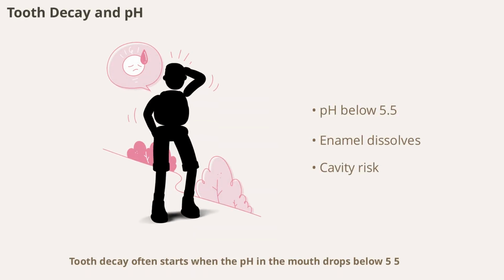Tooth decay often starts when the pH in the mouth drops below 5.5. At this acidic level, the enamel on teeth begins to dissolve, making them vulnerable to cavities. Sugary foods and drinks can lower mouth pH, so maintaining good oral hygiene and a balanced diet is crucial for healthy teeth.